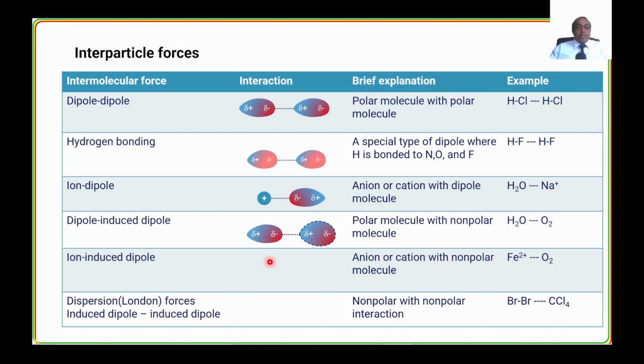The other interaction is between an ion and an induced dipole. In this case, an anion or a cation can interact with a non-polar molecule, so that it can create a temporary dipole by induction. This is observed, say for instance, between iron +2 and oxygen. This is a cation and this is a neutral molecule. So if these two interact, say for instance in hemoglobin, when you breathe in oxygen, this ferrous ion, iron +2, interacts with oxygen. This interaction is ion-induced dipole interaction.